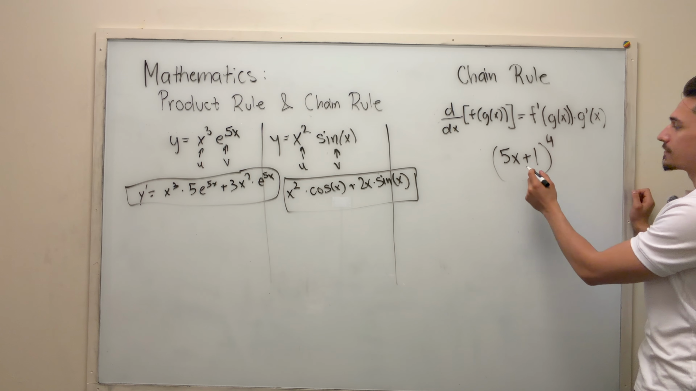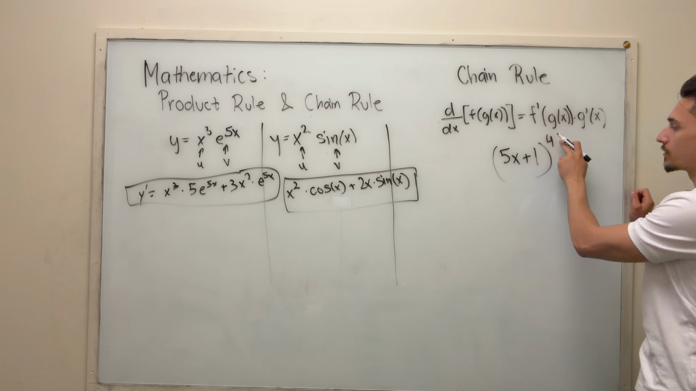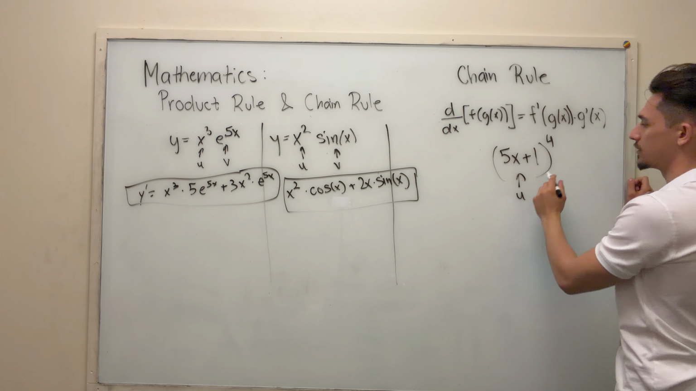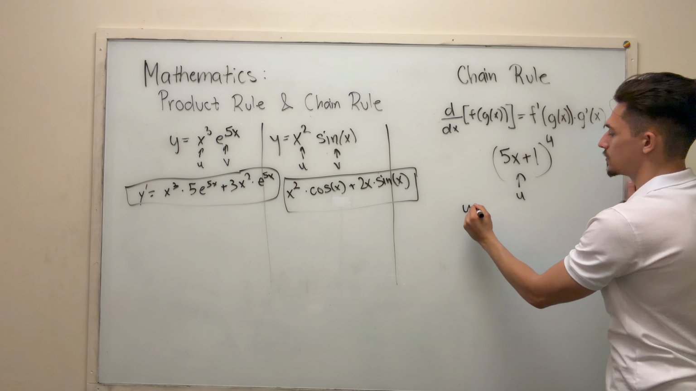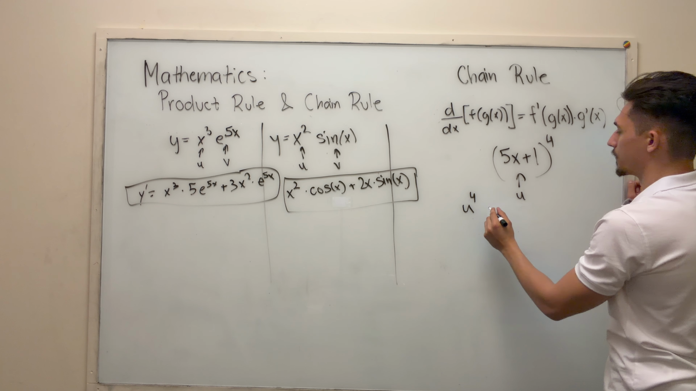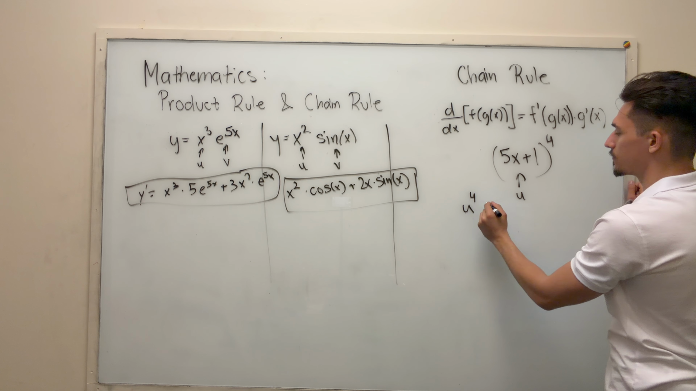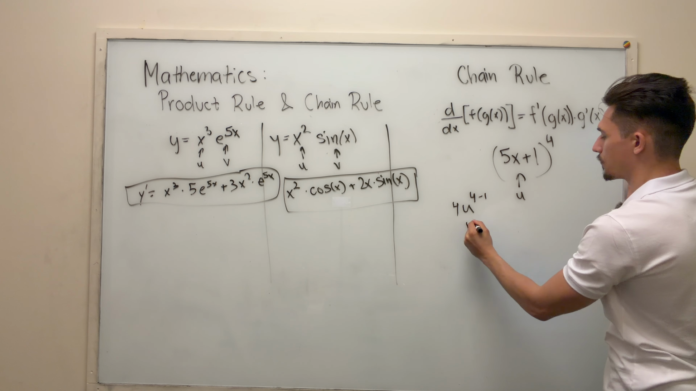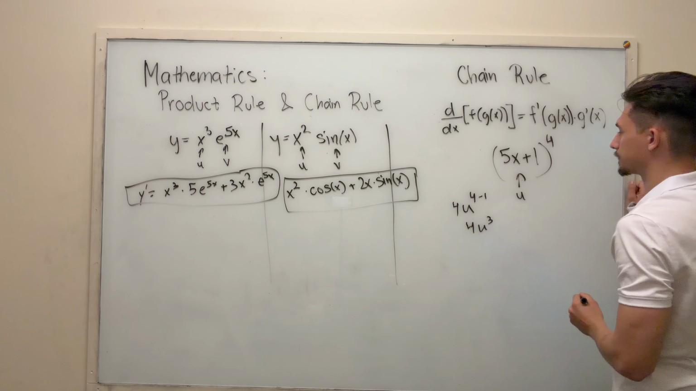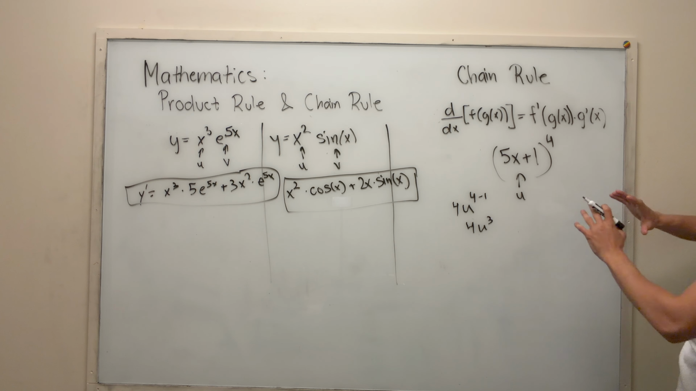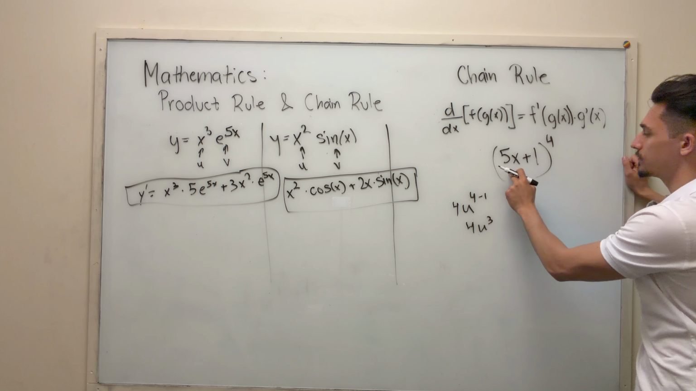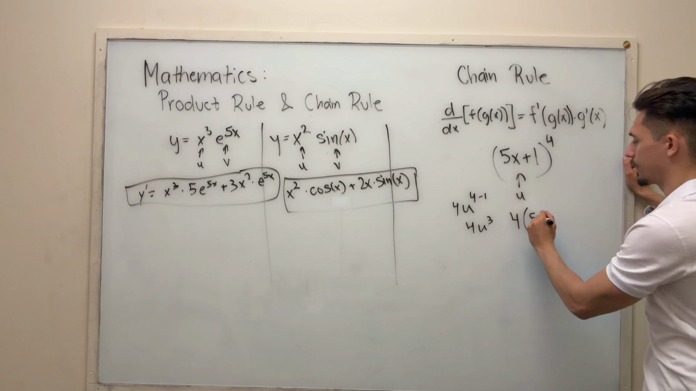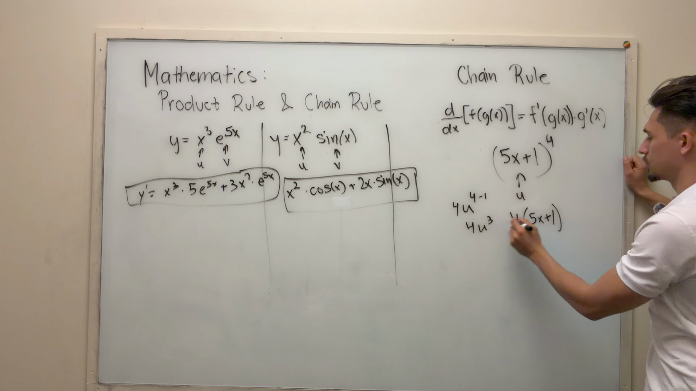So let's say my 5x plus 1 to the fourth. We want to take the derivative of what's outside first. So let's just call this u and keep it easy for everybody. And let's say u to the 4 is what's outside. Now I take the derivative of this. If you guys remember, 4 minus 1, drop the 4. So then I get 4u to the third. So that's my function on the outside. Then I want to keep this u function on the inside. So then I get 4 times 5x plus 1 to the third.